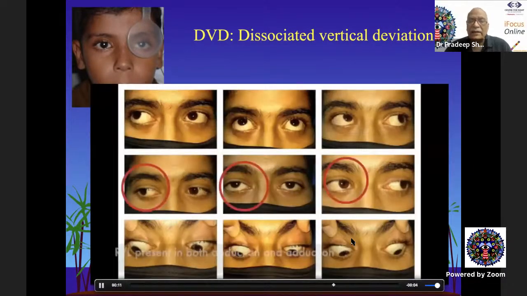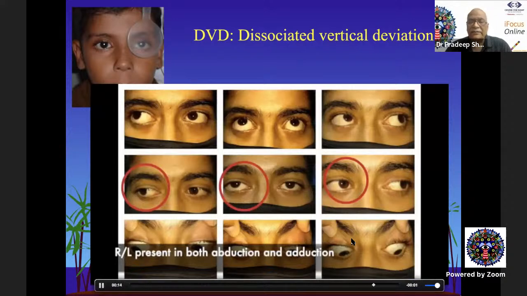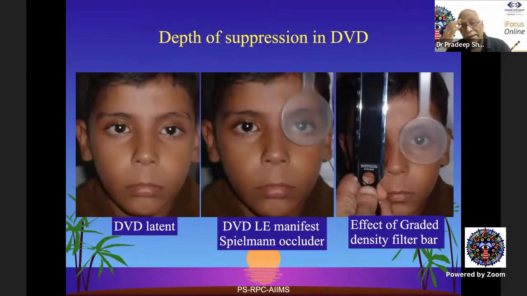Now, these are cases of dissociated vertical deviations, and the deviation, you have to see how hypertropic they are both in abduction and adduction. Now see here, this is again a case of DVD. The left side, you see a DVD which is latent. So on both the eyes, you can see they are at the same level. But the moment in the middle picture I cover with the Spillman occluder, you can see the left eye has gone up. So there is a manifestation happening of the dissociated vertical deviation in the left eye.